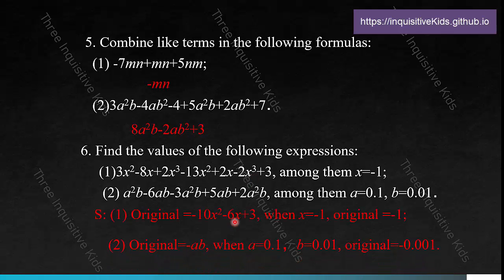So the first one would be negative 10x squared minus 6x plus 3. But when x is equal to negative 1, you calculate. So the answer is negative 1. And 2. The same thing, you first combine like terms. And since a is equal to 0.1 and b is equal to 0.01, they will multiply together and multiply by negative 1, you will get negative 0.001.